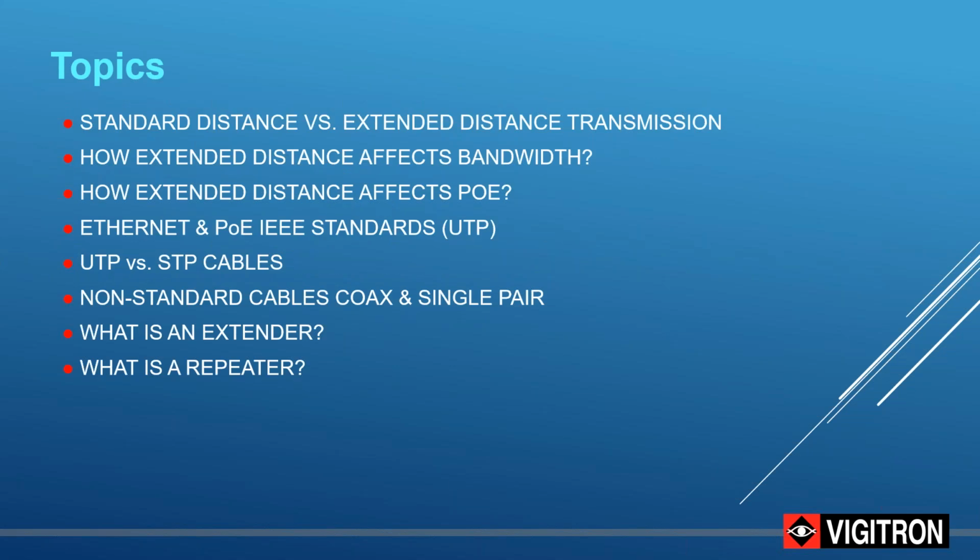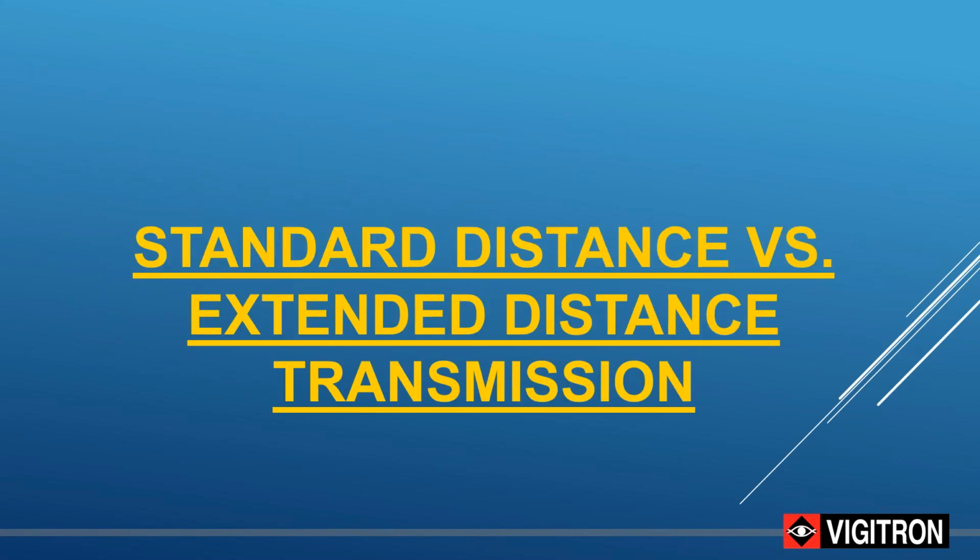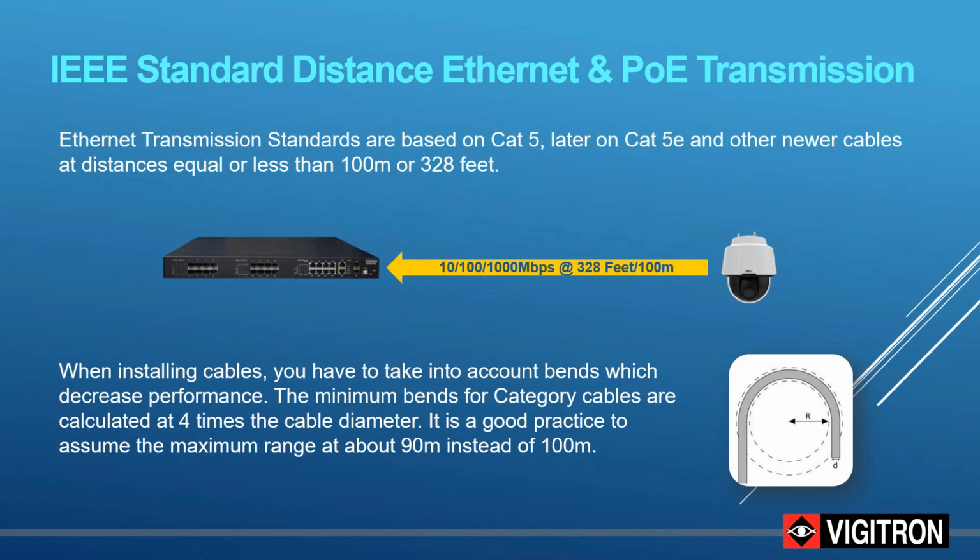We're going to talk today about standard distance versus extended distance transmission, how extended distance affects bandwidth, how extended distance affects PoE, Ethernet and PoE IEEE standards, differences in cables such as UTP and STP cable, and the use of non-standard cabling for IP/PoE applications. We're going to define an extender, and also the various elements such as a repeater that will go in for extended distance. So let's look at standard distance versus extended distance transmission.